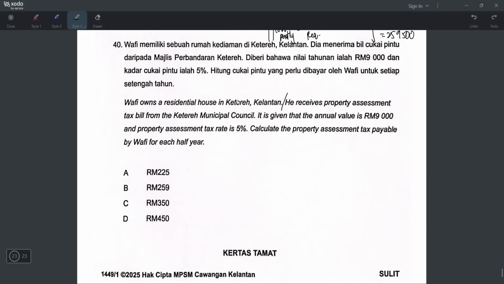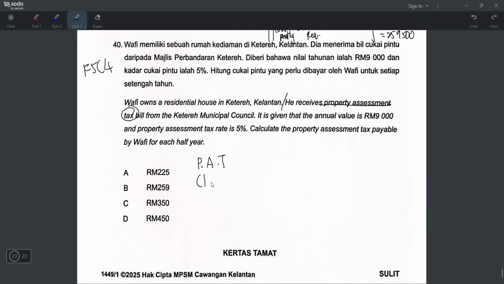Okay, let's continue. He received property assessment tax. Okay, guys, this comes out so often in the trial paper, in the SPM paper also. So you all have to make sure you really know about the property assessment tax. This one is from Form 5 Chapter 4, and they really ask this a lot. The cukai pintu. Property assessment tax is cukai pintu. So the moment I see this, I will tell you about the formula. So make sure you all know this formula.